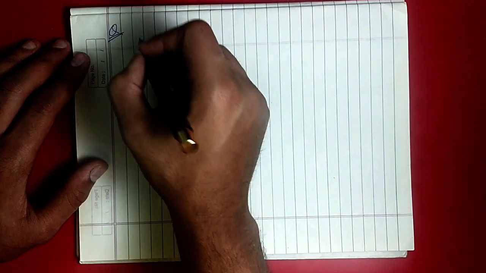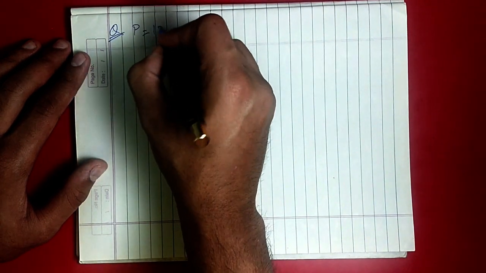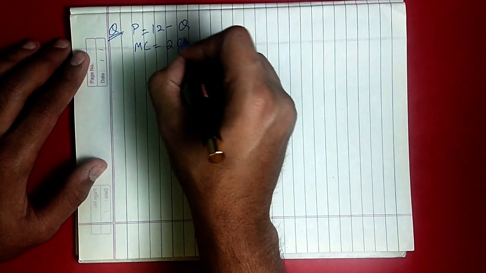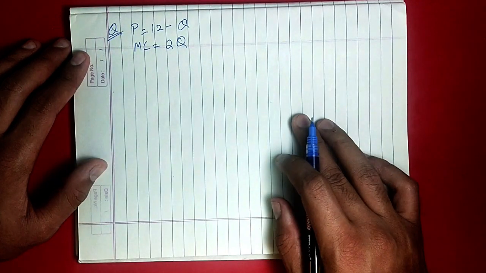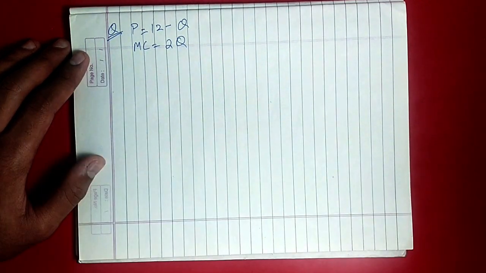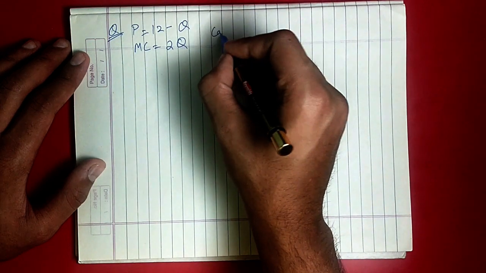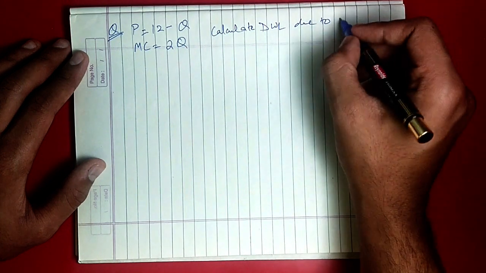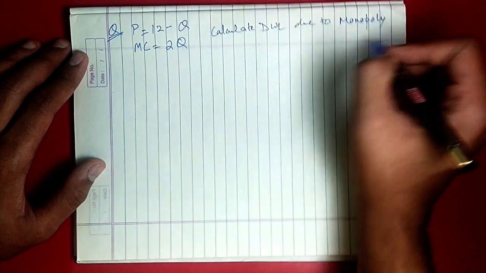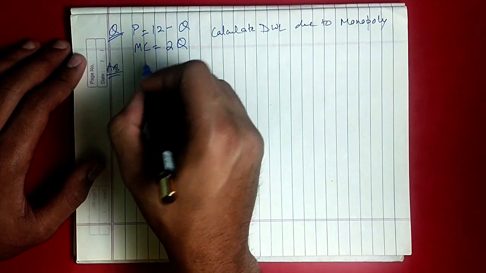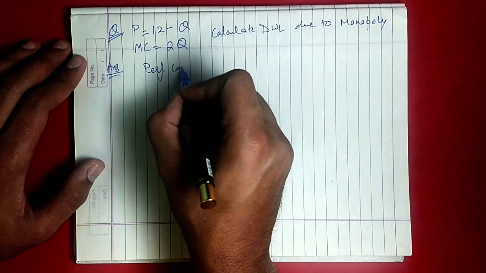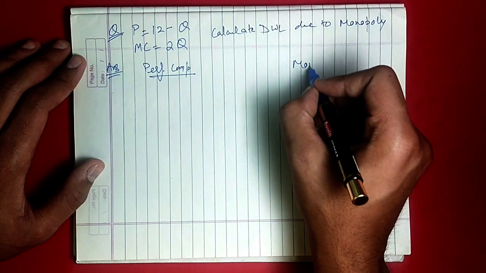The first question I'm taking randomly. This is the demand function, and this is the marginal cost that you have been given. The marginal cost is variable, it is not constant. And the question is to calculate DWL due to monopoly. It's a very easy question. I'll tell you what you should do, what your presentation should be. First you write perfect competition on one side, and on the other side you write monopoly.